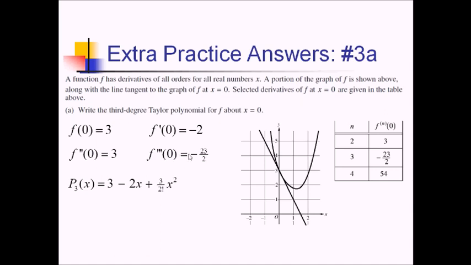So this is going to be negative 23 over, and this is going to be 2 times 3 factorial down there with an x cubed. And if we really wanted to simplify this, well, this is really just 3 over 2, and this last one is 23 over, let's see, this is going to be 12 x cubed then.